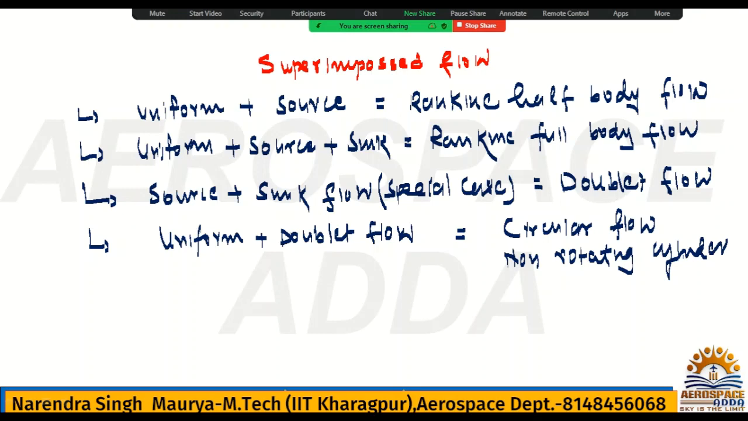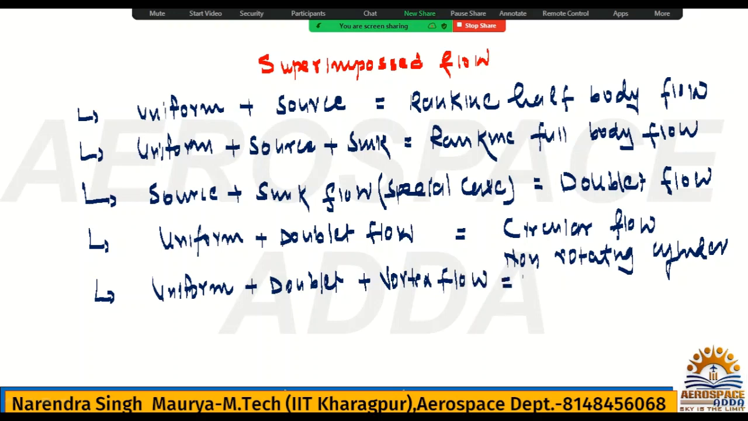Okay, then one more combination we will have, which is uniform plus doublet plus vortex flow. It is called a rotating cylinder.